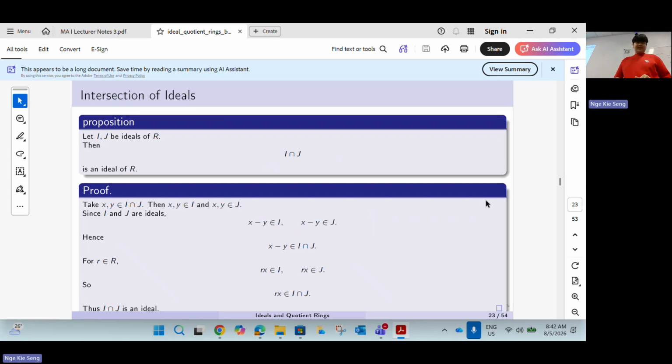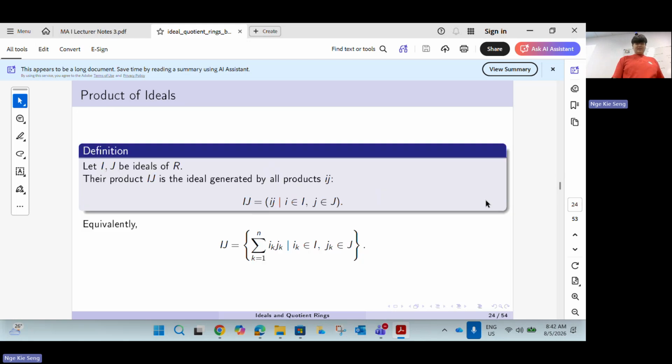Okay, next is whether the intersection of ideals is an ideal or not. Same thing as the sum of ideals, the proof is the same. The intersection is also an ideal. And then the product of ideals is also an ideal, and the proof is similar.